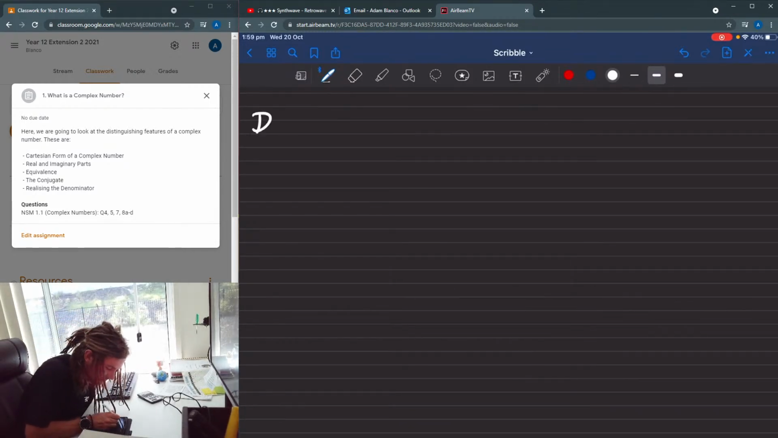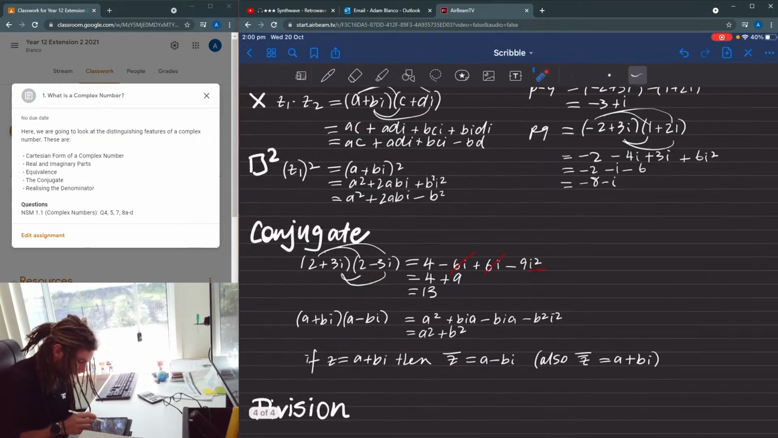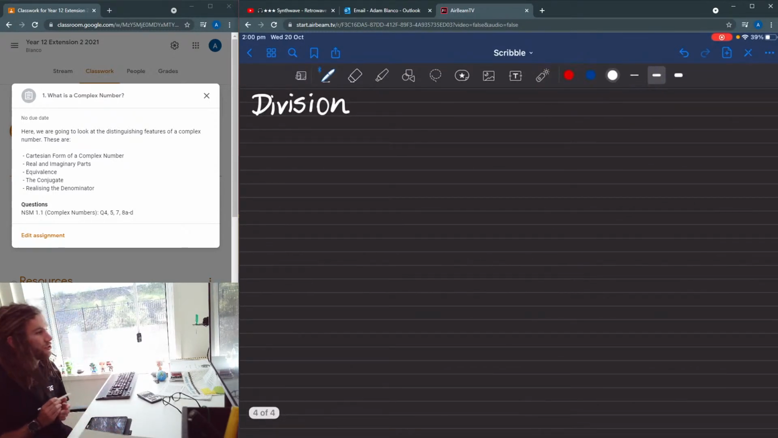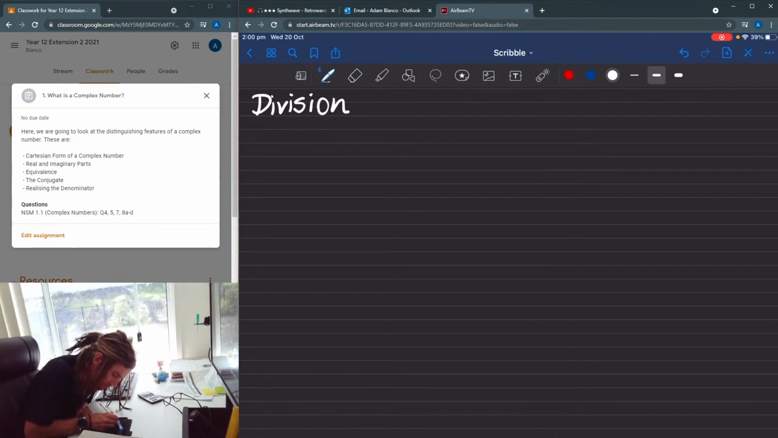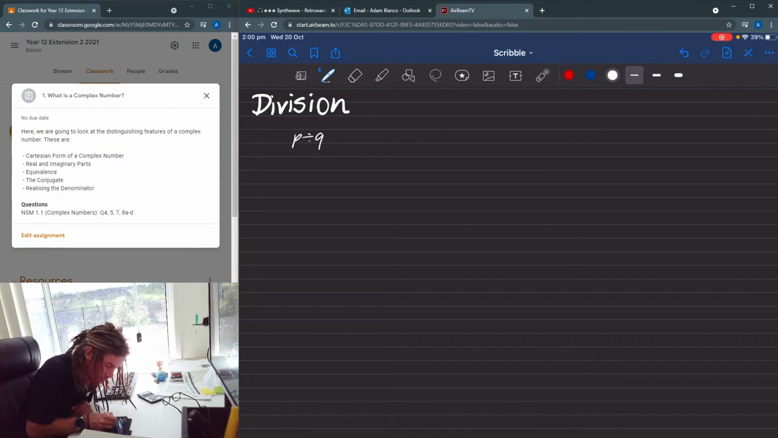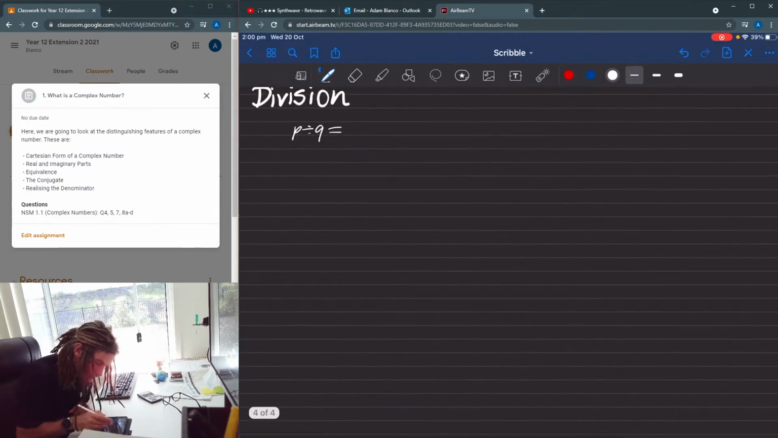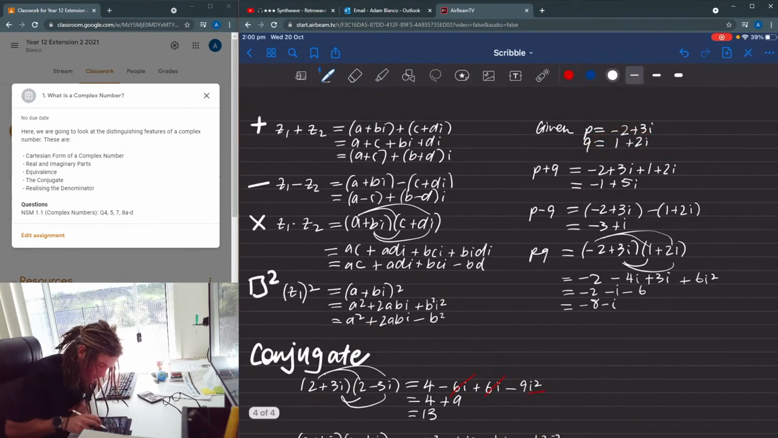Next thing I want to look at is division, because that's what I haven't really covered yet. So I've covered plus, minus, times, squaring, timesing conjugates. Now let's look at division. So there is a slight problem with division, and it's this. Let's use the P and the Q example. So if I do P divided by Q, so that was, what was P and Q? Minus 2 plus 3i and 1 plus 2i.